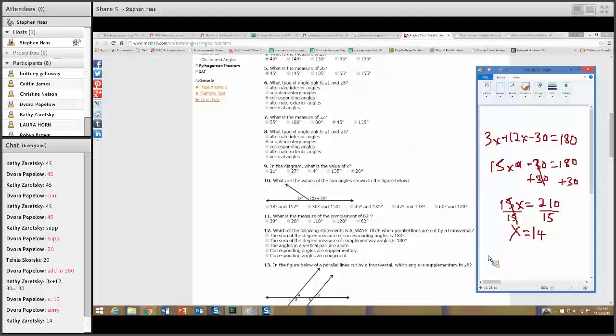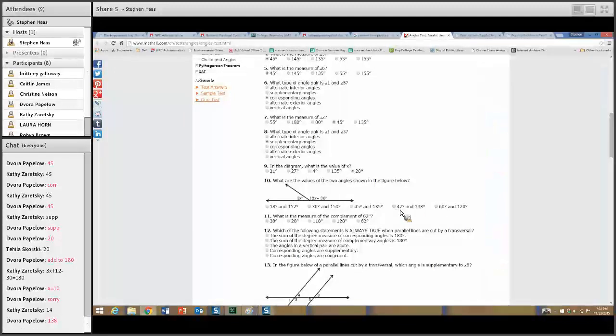So what's 3x? On this side is 3 times 14, which is 42, and that means the other side must be 180 minus 42, which is 138. Okay, good. So let's try 42 and 138.